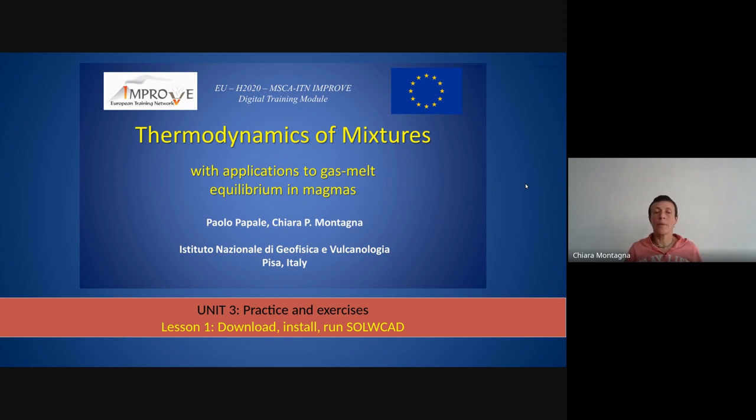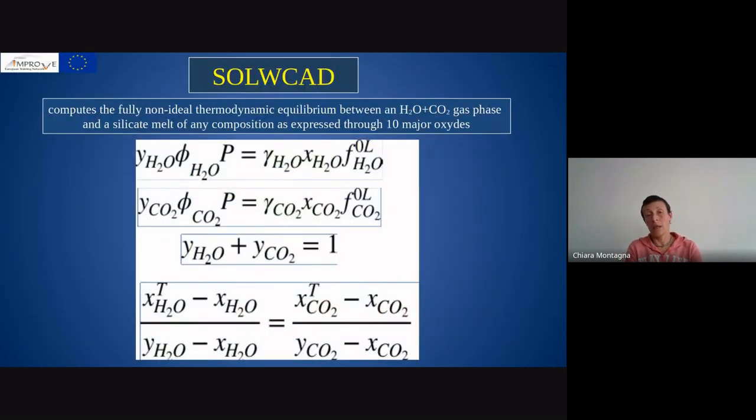In the first lesson, we will tell you how to download, install, and run this software. It is specifically tailored for computing the fully non-ideal thermodynamic equilibrium between a water and CO2 gas phase and a silicate melt of a general composition expressed through its 10 major oxides. Here's a recap of the equations that you have just seen. Basically, what SolveCAD calculates are the weight fraction and the composition of the two fluid components, water and CO2, in the melt and gas phases.